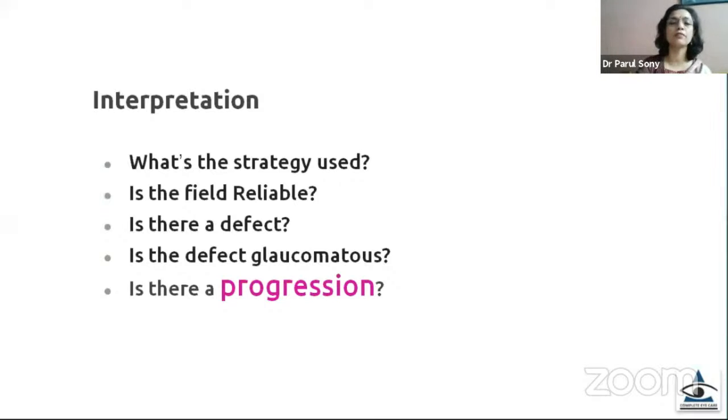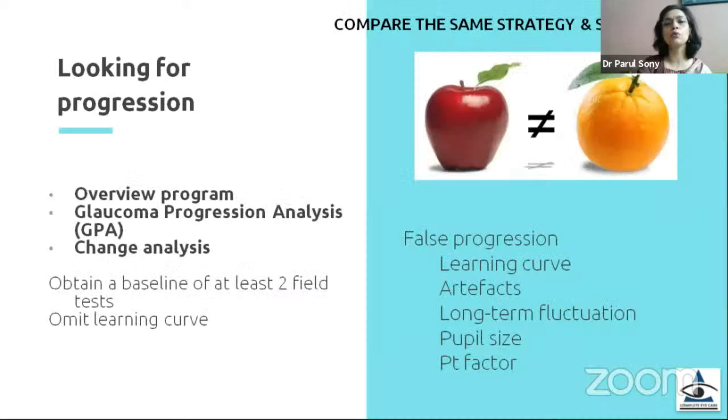So once we have known that the patient has a glaucomatous field defect, I won't be going into the details of progression. It is very important for us to know whether the disease is progressing or not. And I just want to mention that it is very important that we should not be comparing apples with oranges. It is very, very important that we should be comparing the same strategy on the same machine. So if you're using a Humphrey, compare it on the Humphrey printouts.